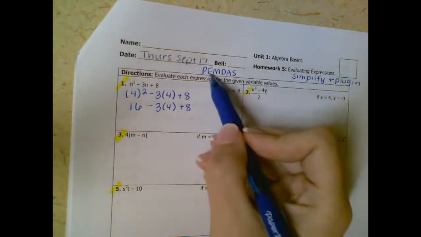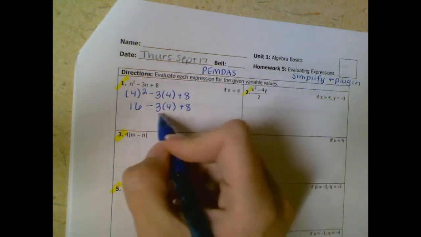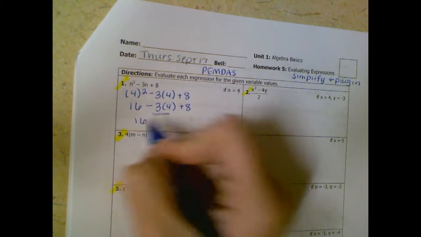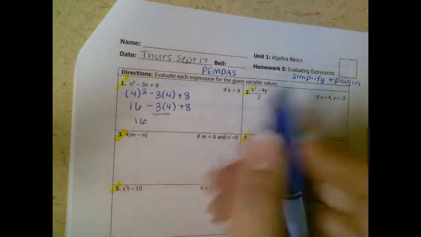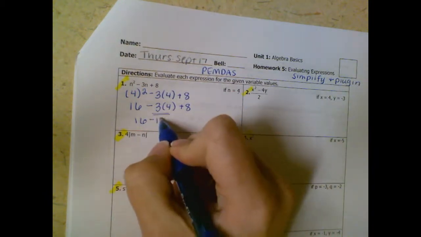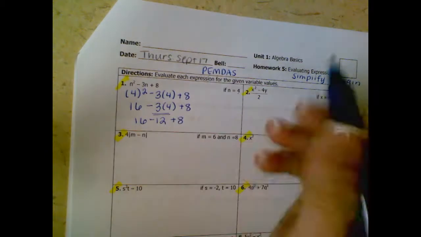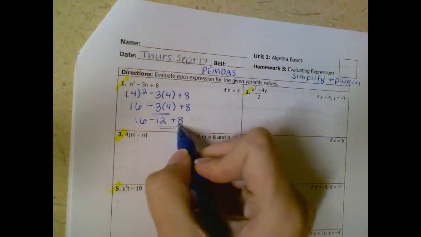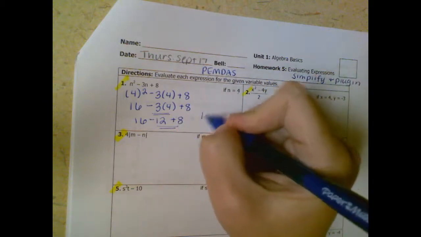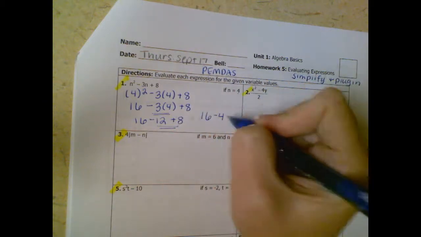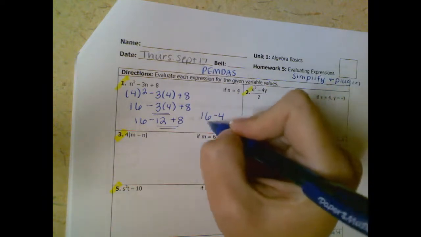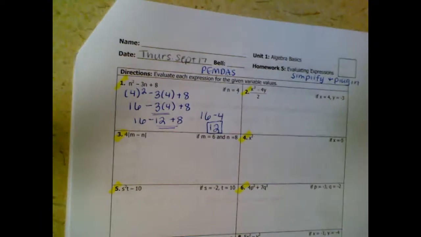Next tells me to do my multiplication. This right here is multiplication. Negative 3 times 4 gives me negative 12. I'm going to do addition next. Negative 12 plus 8 gives me negative 4. So 16 minus 4 gives me 12.